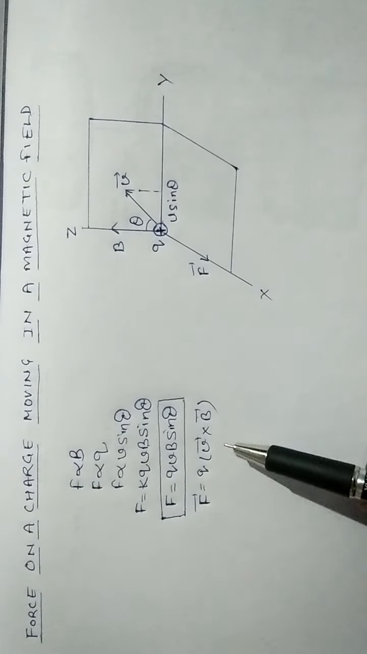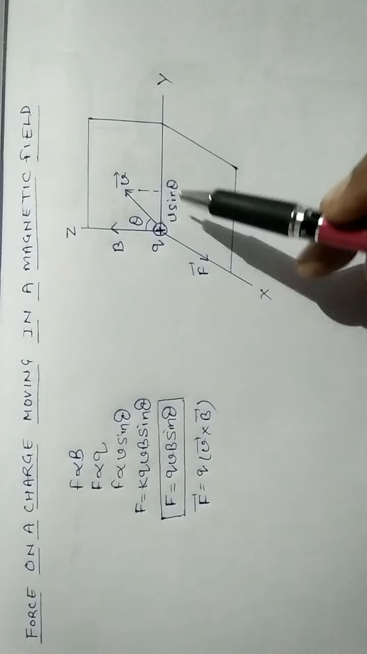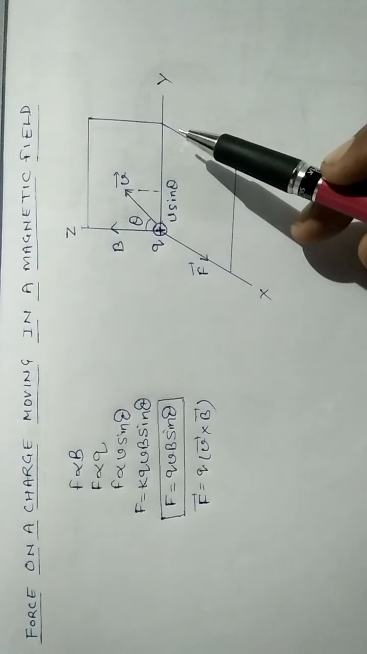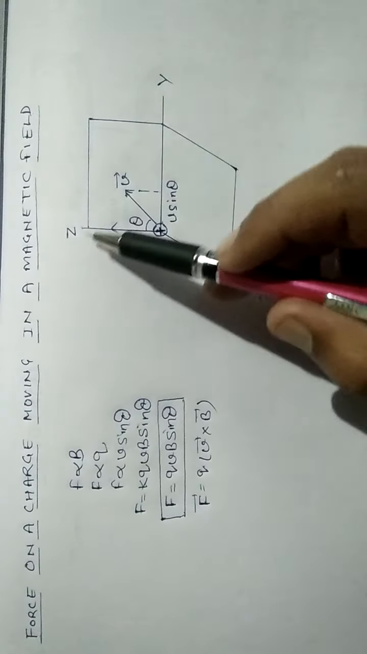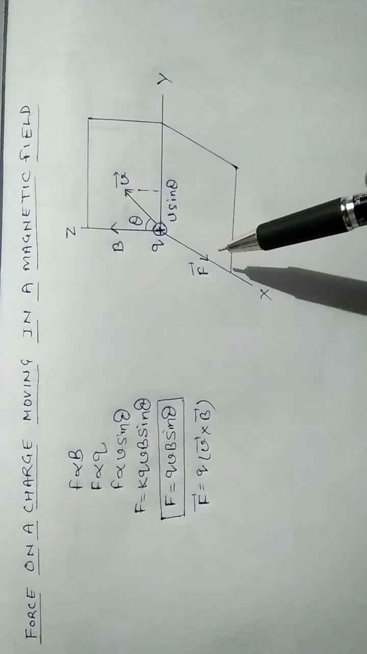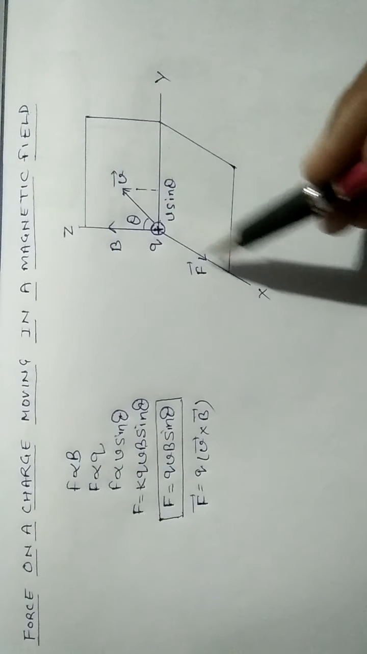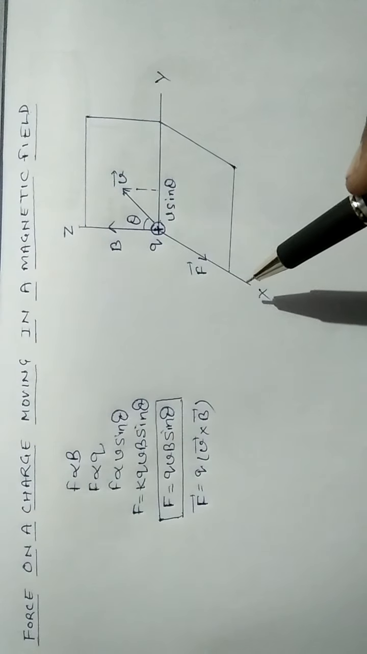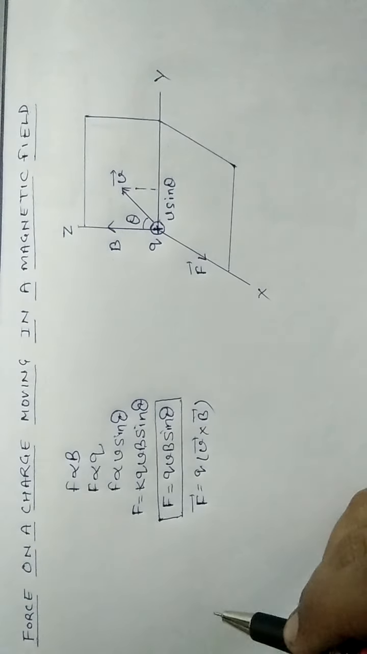This equation gives us the magnitude as well as the direction of magnetic Lorentz force on a charged particle moving inside the magnetic field. If a charged particle moves along y-axis with a velocity v and the magnetic field is directed along z-axis, then the force experienced by the particle is along x-axis. Now we have some special cases.